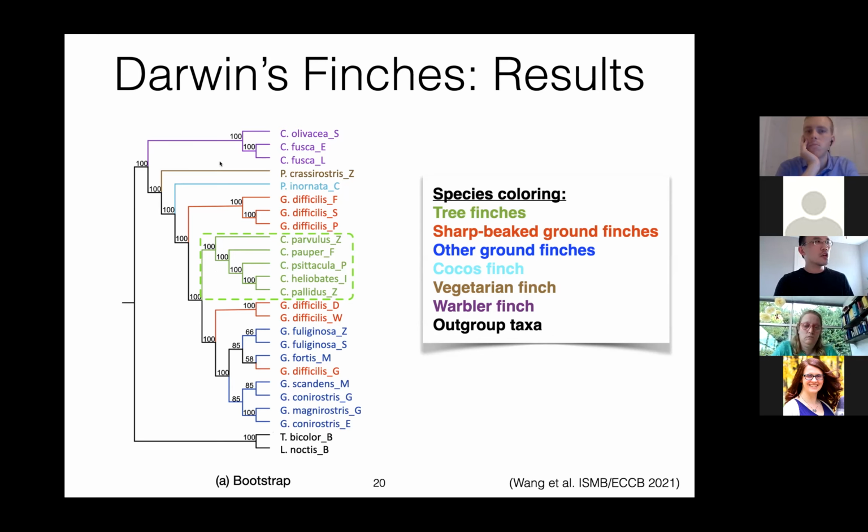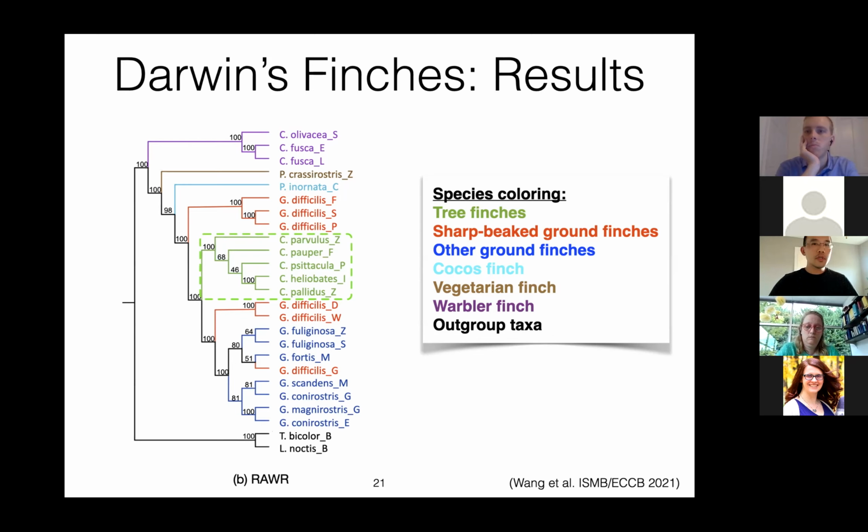Everywhere else also, you mostly get high support as well for these concordant bipartitions. That's for the Bootstrap analyses. What do we see for RAWR? The key thing is for those two bipartitions, which differ between our study and the 2015 study, we actually get far lower support using RAWR analysis versus standard Bootstrap support analyses just for this clade.